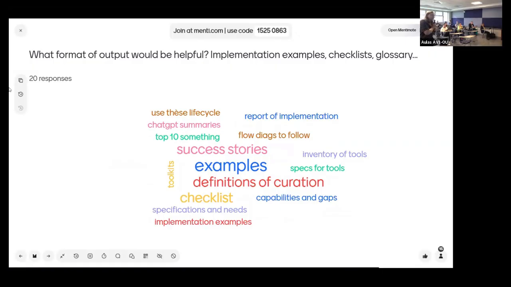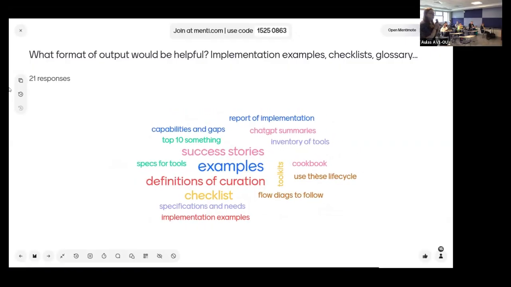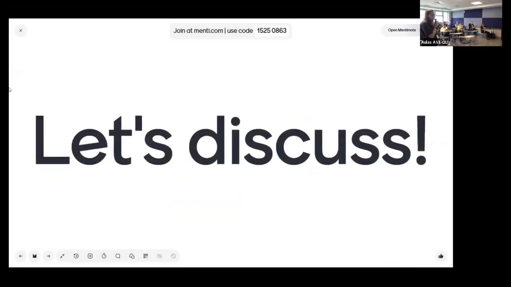Let's see. I think I mentioned all of these. Okay, yeah, this is really helpful, and I'm glad that, yeah, a cookbook, yeah. So it seems like all of these are very practice driven and precise, and that's good to know, that implementation examples would be useful. Okay, cool. Let's discuss. We already have done some of that, but let me check.